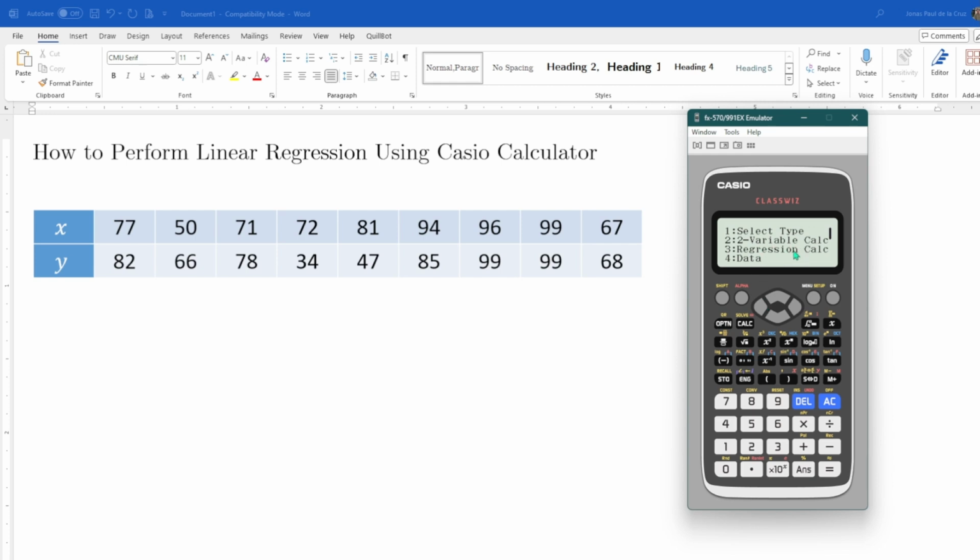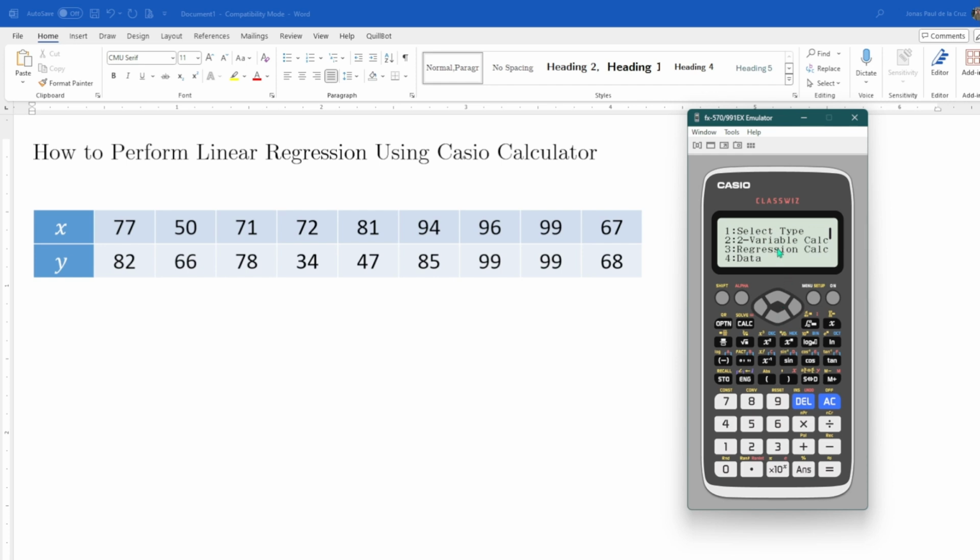and then I have here the regression calculator. So I'm going to select 3 and then A, B, and R. A is your coefficient, your constant. B is the slope, that's your P1. A is your P0, and R is your correlation.